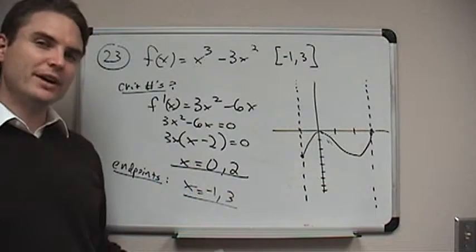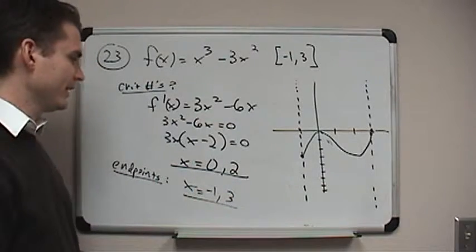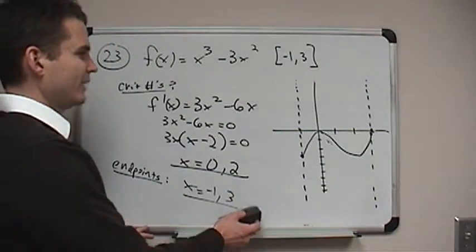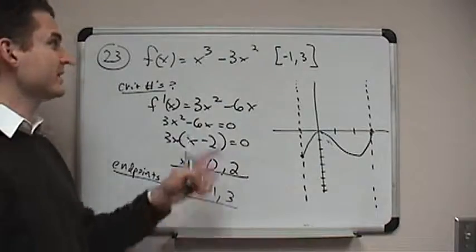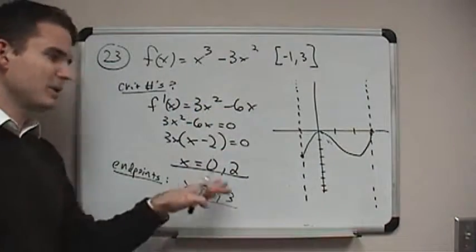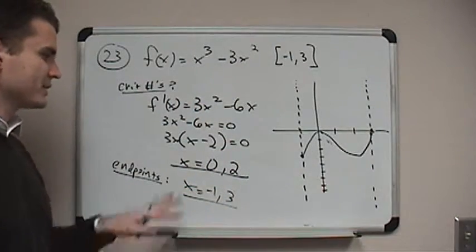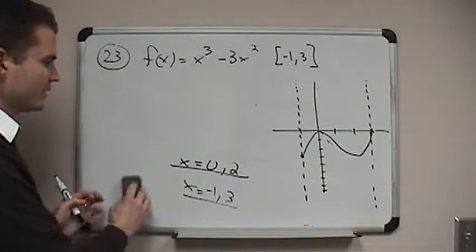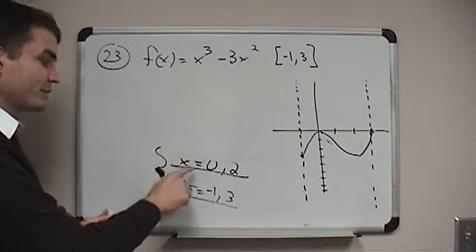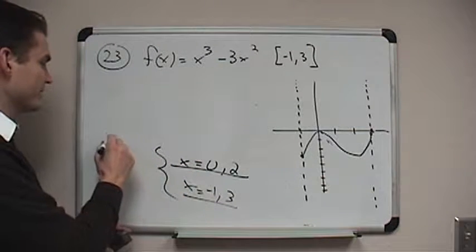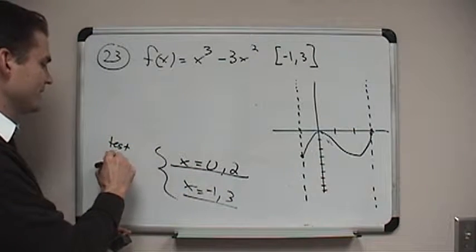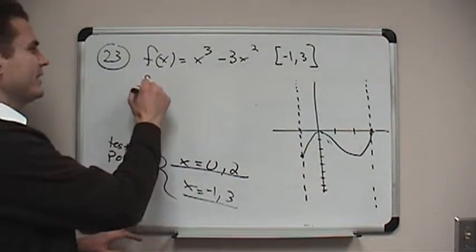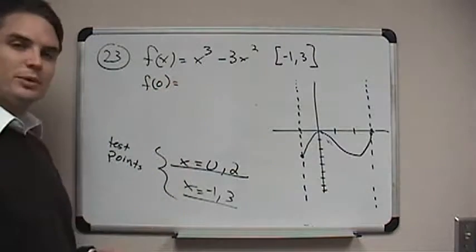So how do we find out which and where they are? Well, that's the easy part. Since we only have 4 points to check here, we can just plug those 4 x values into the original function and see what y is for each of those. These are the only 4 points where we can have a maximum or a minimum. So you could say that together the critical numbers and the endpoints are the test points. And it's very easy to find. You just look for the y values at each of these points.